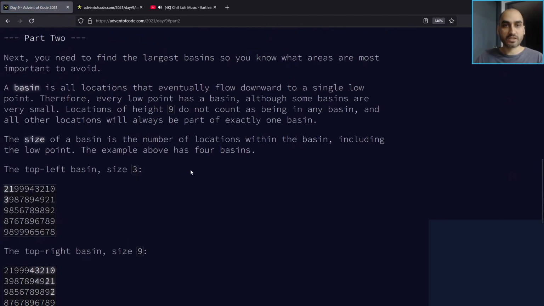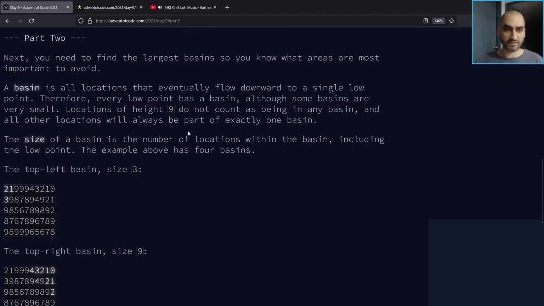Next, you need to find the largest basins so you know what areas are most important to avoid. A basin is all locations that eventually flow downward to a single low point. Therefore, every low point has a basin, although some basins are very small. Locations of height 9 do not count as being in any basin, and all other locations will always be part of exactly one basin. The size of a basin is the number of locations within the basin, including the low point.